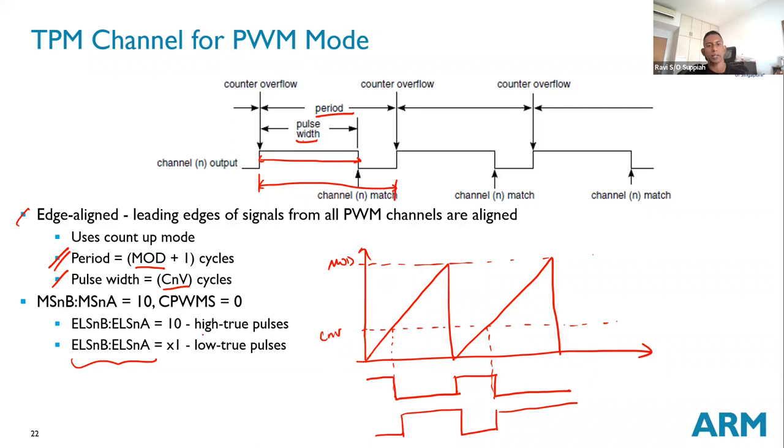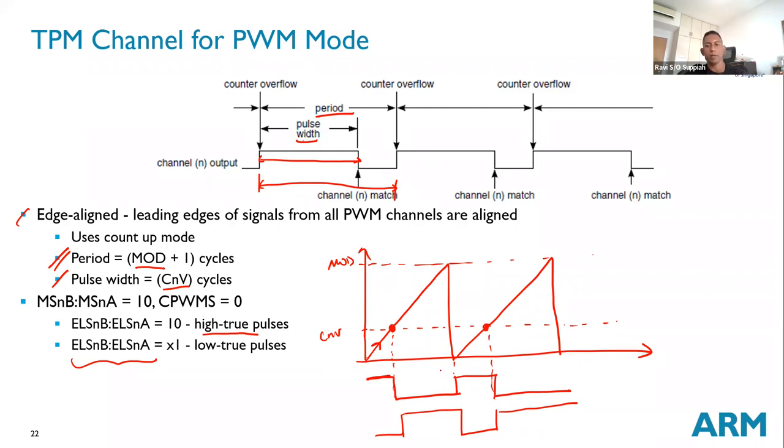Okay, so when it's high, true pulses means when it is counting up, it is high. The moment the match occurs, it will do a transition to the low. And again, when it starts to count up again, maybe from zero, it will go back to high. And at the next match, it will go to low.